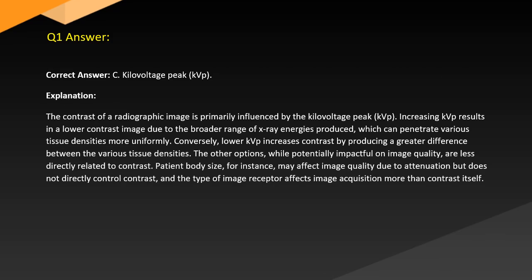Answer. Correct answer: C. Kilovoltage peak, kVp. Explanation. The contrast of a radiographic image is primarily influenced by the kilovoltage peak, kVp. Increasing kVp results in a lower contrast image due to the broader range of X-ray energies produced, which can penetrate various tissue densities more uniformly. Conversely, lower kVp increases contrast by producing a greater difference between the various tissue densities.